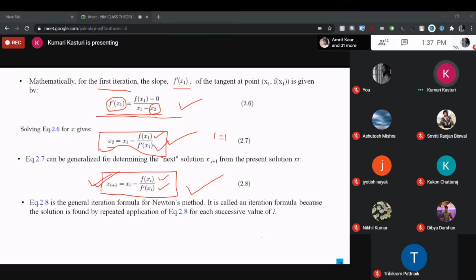Equation complete? No, ma'am, we just started writing. Okay. After you finish, please let me know. Okay, ma'am.